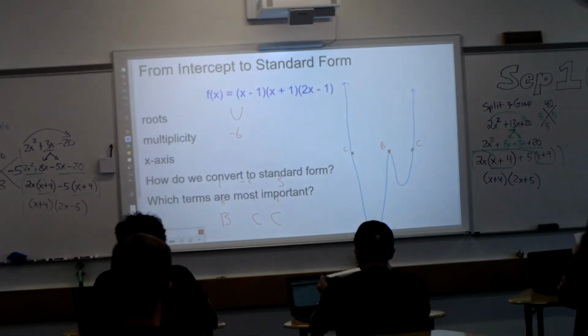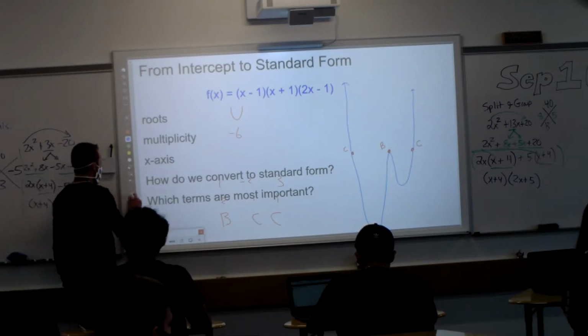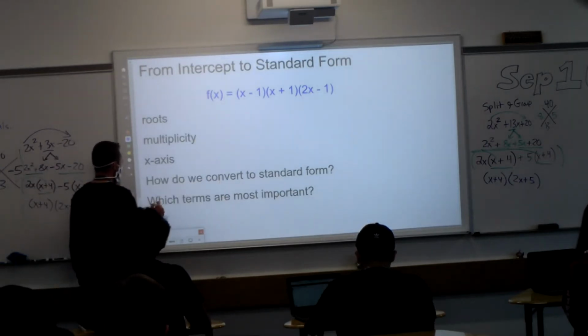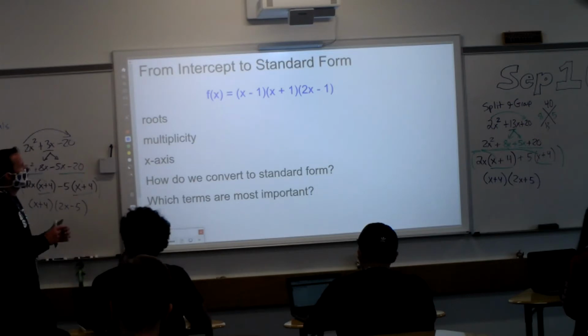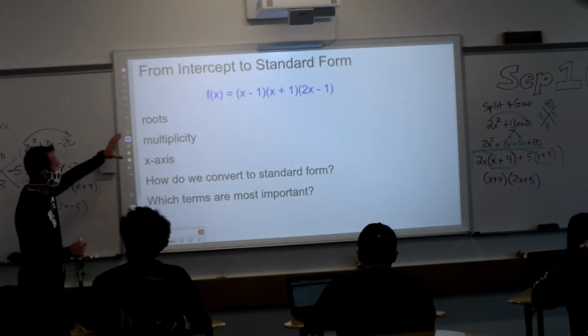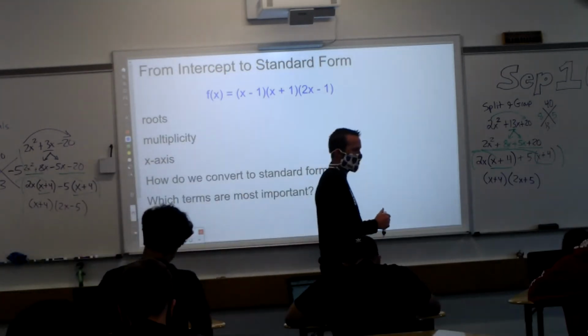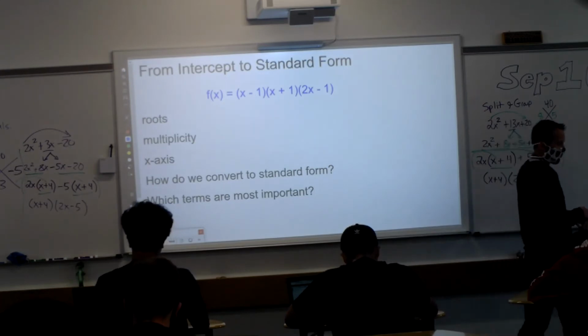Let's do another example. So here's a new one. This time we're going to start in intercept form. So it's already like that. So I want you to take 30 seconds, and I want you to try to fill out as much of this as you can. What are the x-intercepts? What's their multiplicity? Will it bounce or cross? Go ahead, get started there.